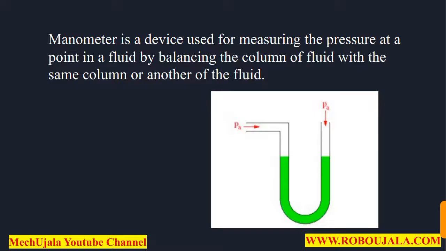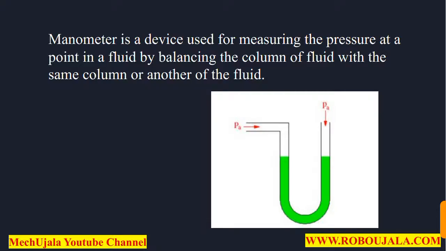So what is a manometer? A manometer is a device used for measuring the pressure at a point in a fluid by balancing the column of fluid with the same column or another of the fluid. So that is the way of measuring pressure, because it is a pressure measuring device.